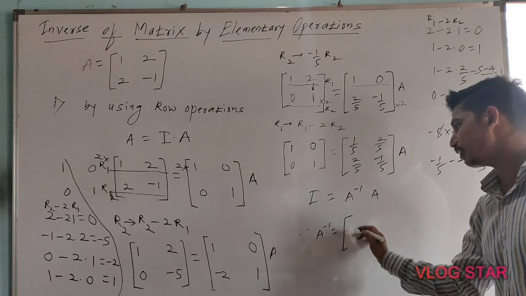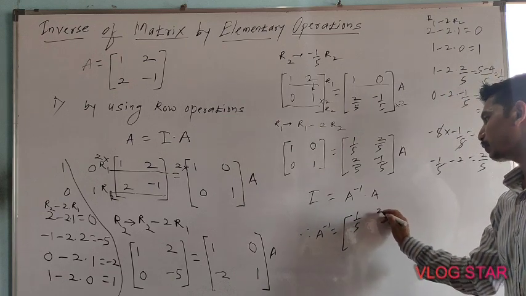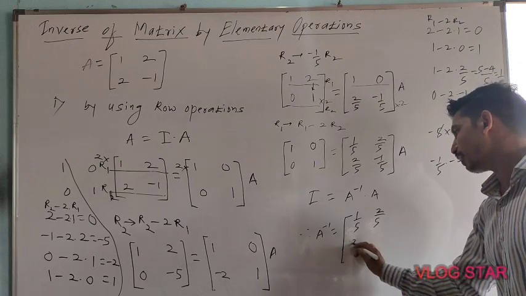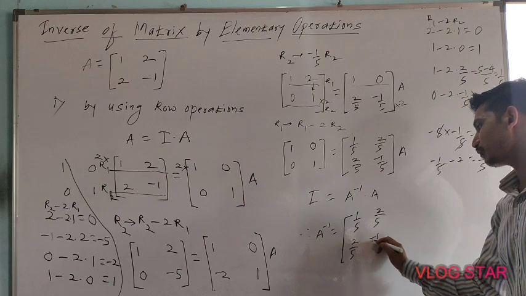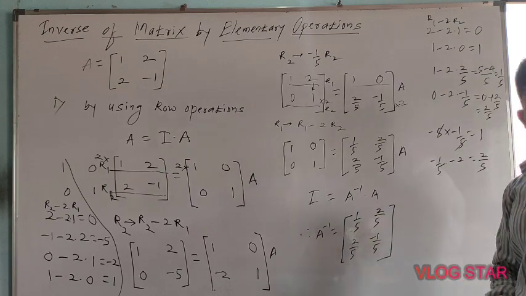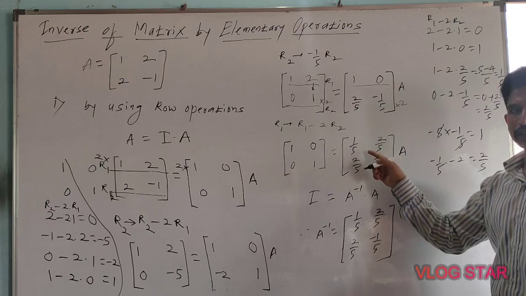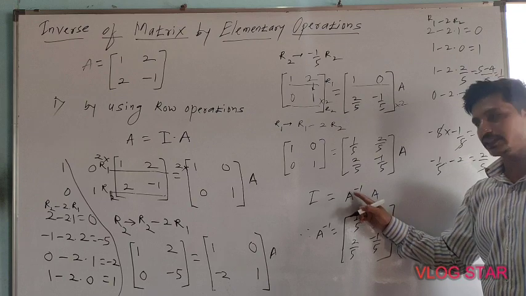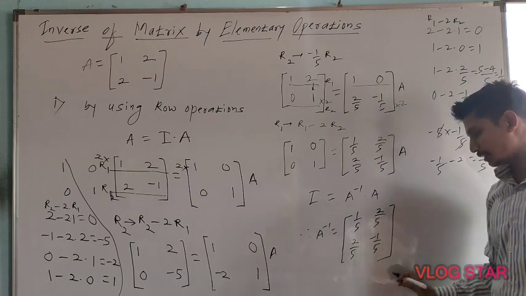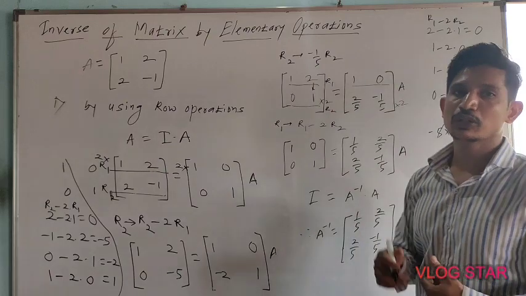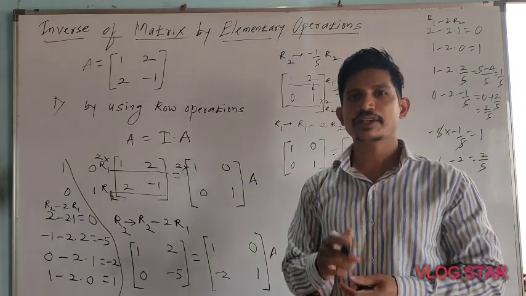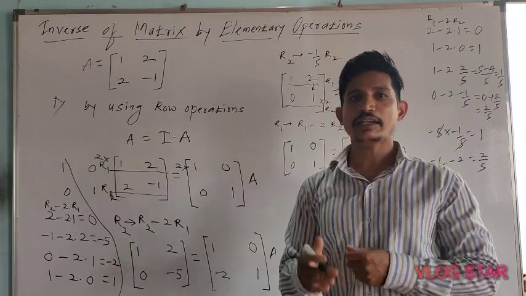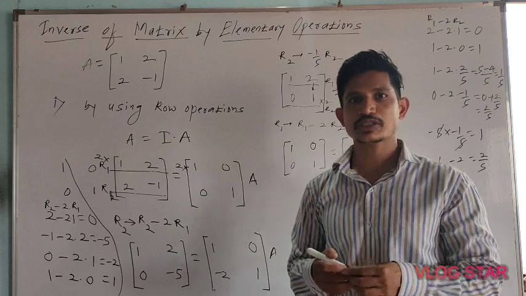So the matrix here is 1 by 5, 2 by 5, and here 2 by 5 and minus 1 by 5. So this is the inverse of the matrix. A into A inverse is always equal to I. This is your inverse of the matrix by using row operations. We can find the inverse of a matrix by column operations also, that we will see in the next video. Okay, so we stop here.